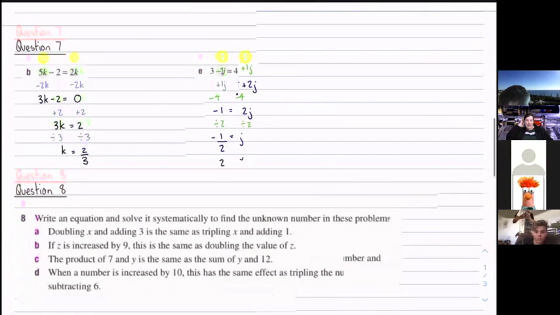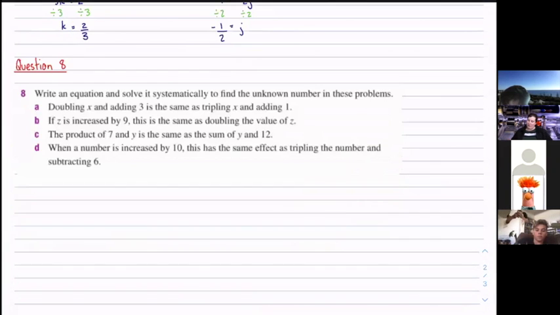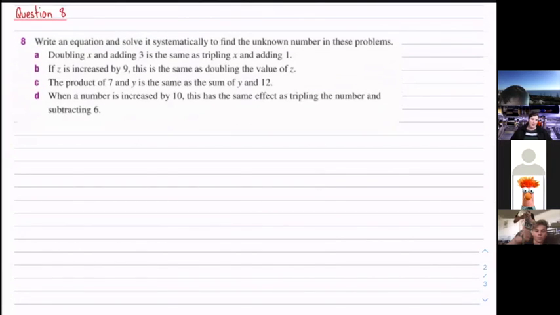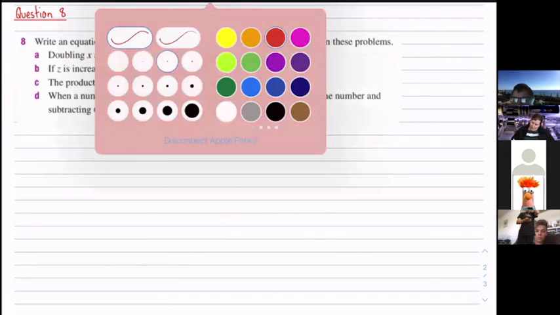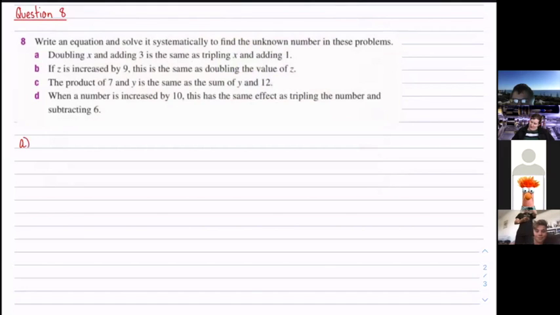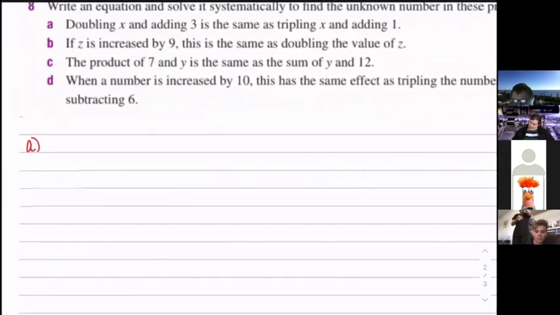Question 8, I believe only the green cup. So if you're pretty confident with the other stuff I've just worked through, you'll be facing this question. And essentially what it wants you to do is write an equation. They've given you an equation in words and they want you to actually write it mathematically and solve it. So I'm just going to go through A for you now, and you're going to have to go through the rest yourself.